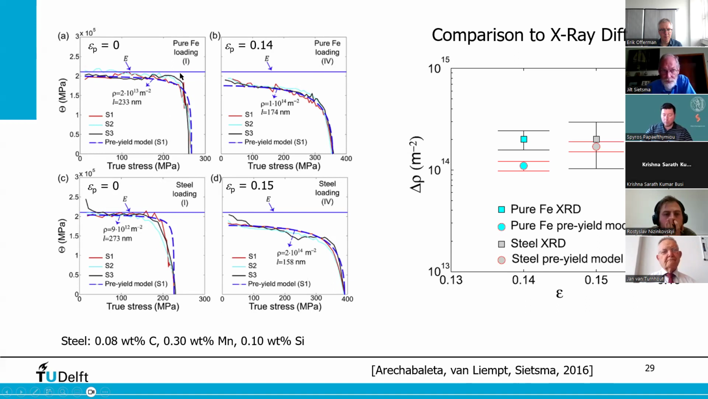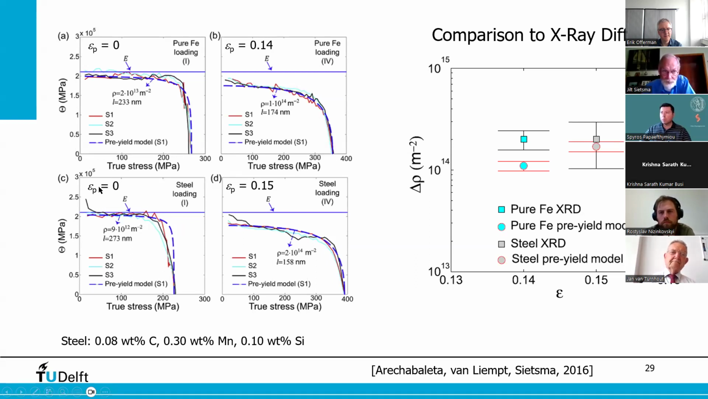It starts below the Young's modulus. This solid line is the Young's modulus. And it bows off. And we did it without prior plastic deformation and after 14% of plastic deformation. We did 3 measurements. And you see that all 3 measurements can be fitted with a single curve, and that gives values of 2 times 10 to the 13th per square meter dislocation density, 233 nanometers segment length, and after 14% plastic deformation, the dislocation density is increased by a factor of 5, and the segment lengths have become smaller due to the pinning of other dislocations.